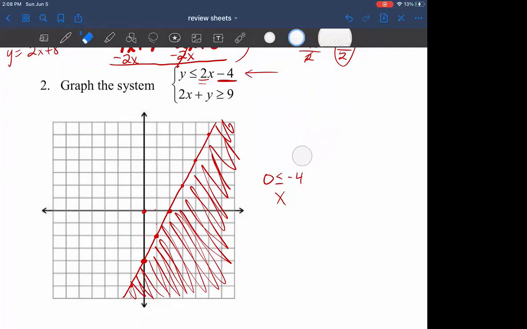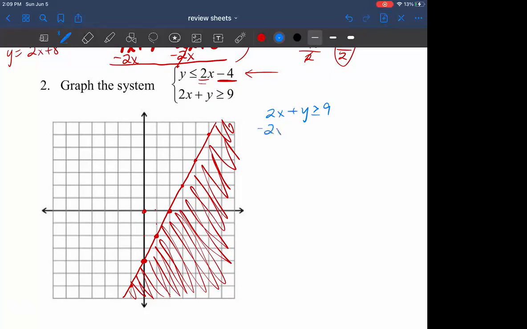Now, we're going to go graph the second one. I'm going to switch colors here. This one is not in slope-intercept form, though. Notice how it says 2x plus y is greater than or equal to 9. So what I could do is go ahead and pause for a minute and try to get this in slope-intercept form. In other words, get the y by itself so that I can see the slope and the y-intercept.